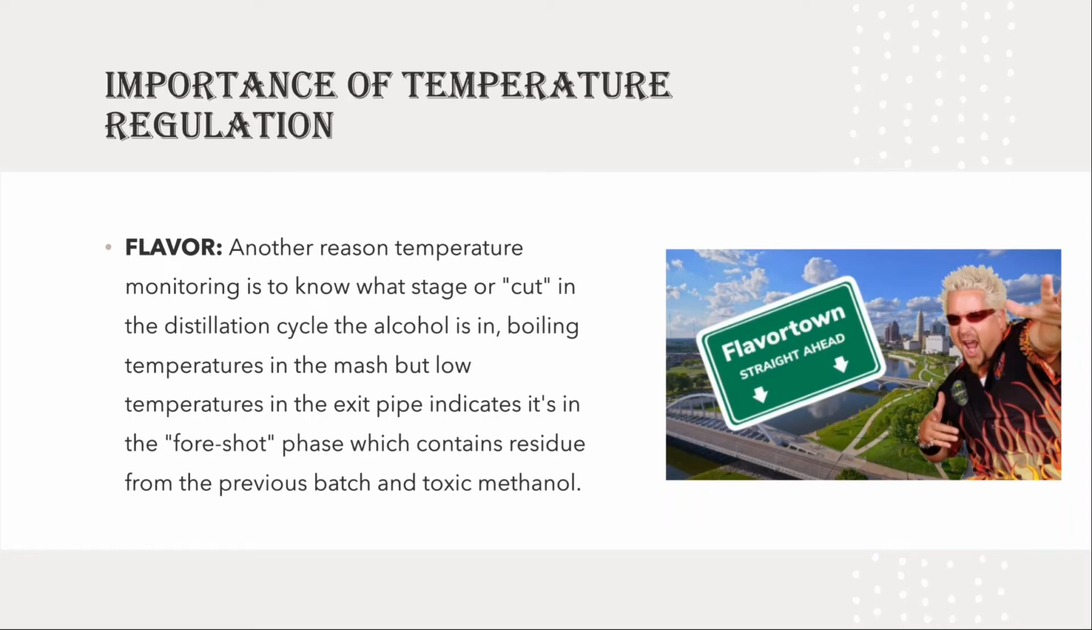Finally, the importance of temperature regulation and monitoring with respect to flavor. Another key reason for monitoring the temperature of the still is to know what stage or cut the distillation cycle is in. The first cut or stage, known as foreshot or head cut, contains residue from the previous batches made in the still, as well as toxic methanol, which is not safe for consumption. The middle or heart cut contains the desired ethanol, which would be used in the final product.